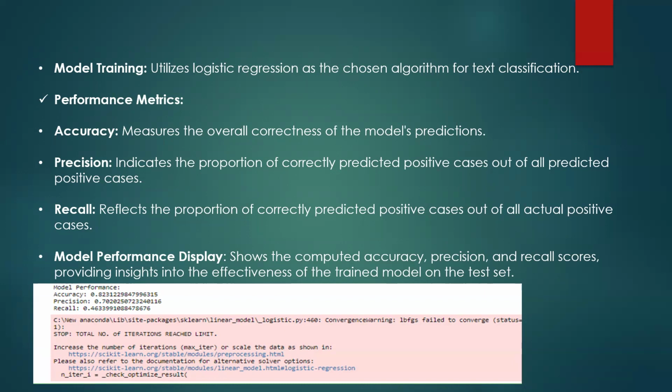Accuracy is the overall correctness of the model's predictions. Precision indicates the proportion of correctly predicted positive cases. Model performance display shows the computed accuracy, precision, and recall scores, providing insights into the effectiveness of the trained model on the test set.